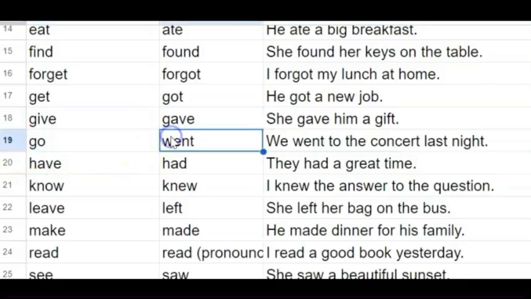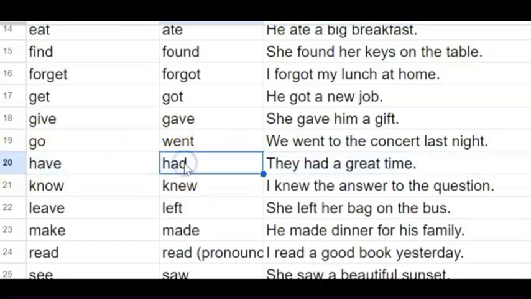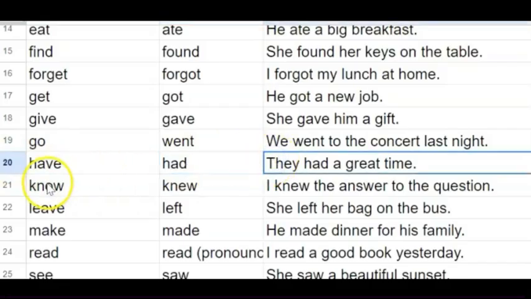This is a very irregular, right? There's no G in went. We went to the concert. They went, he went, she went, you went. Have turns to had. They had a great time. I had, she had, they had, we had.